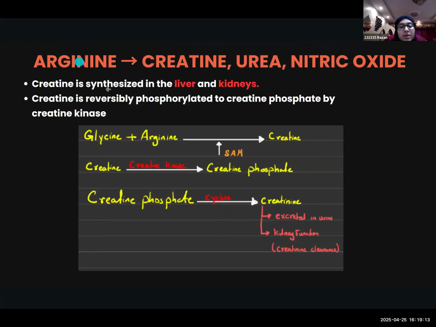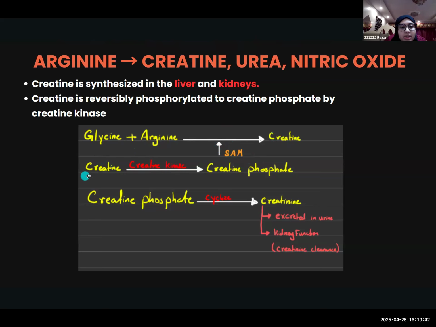Then we have arginine. Arginine can give us creatinine, urea, and nitric oxide. So if they ask you what are the three things that arginine can provide, they are creatinine, urea, and nitric oxide. Creatinine is synthesized in the liver and in the kidneys. So we have glycine and arginine, and we get creatine, in the presence of SAM. SAM here donates a methyl group.